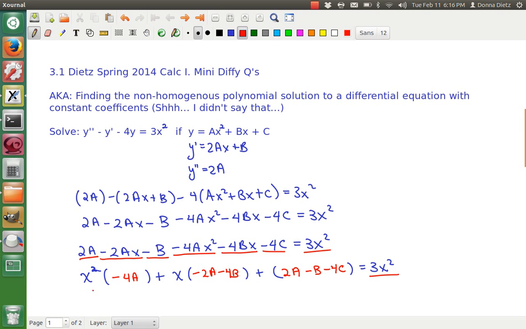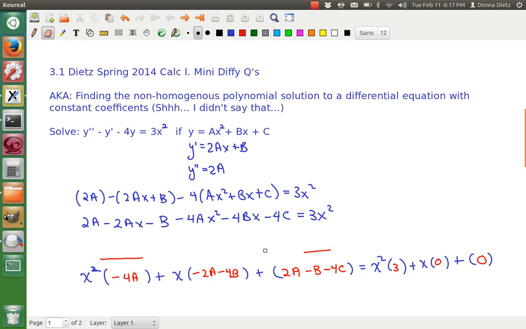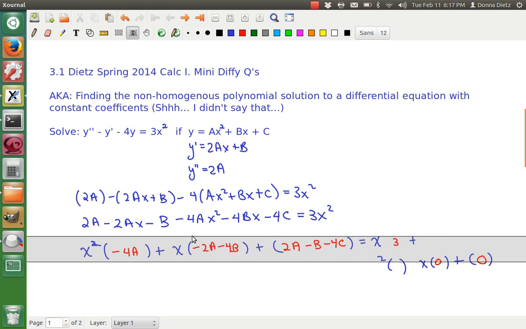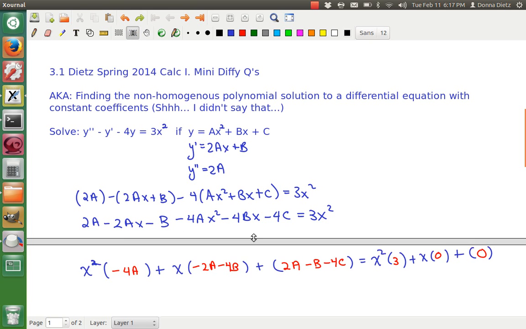But now I have a polynomial. And you know what, I'm going to just rewrite the right-hand side to stress a point too. I'm going to say it's x squared times something plus x times something plus something. Then 3x squared is just 3 and 0 and 0. Okay, I don't need this piece anymore, so I've already used it. Sorry about that.